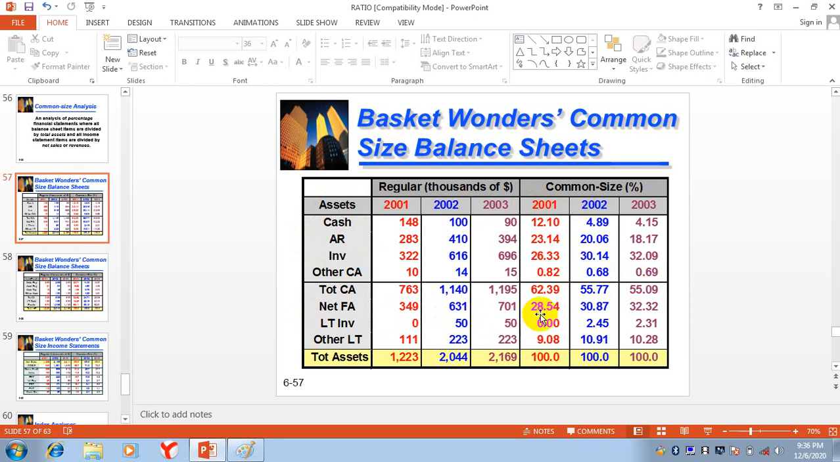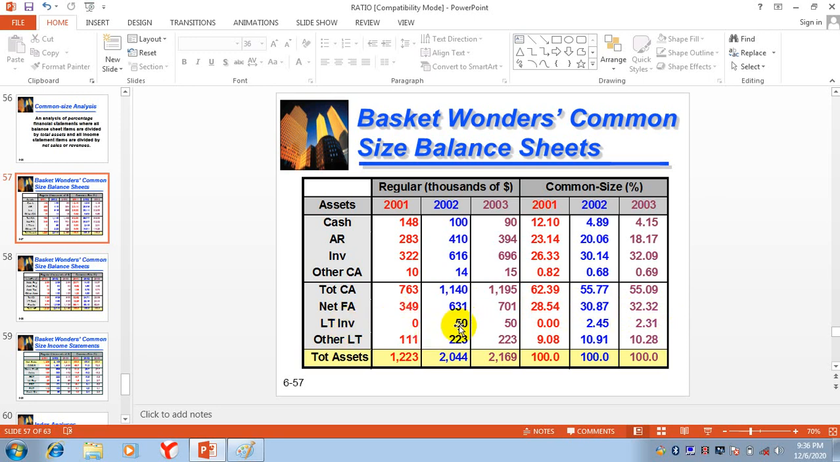Then fixed assets, there is an increase in fixed assets from 28% to 30% to 32.32%. So it is showing that we are expanding the business. Fixed assets are land, building, furniture, machinery, and these things. And if there is an increase in these, it is showing us expansion in the business, which is a good point.